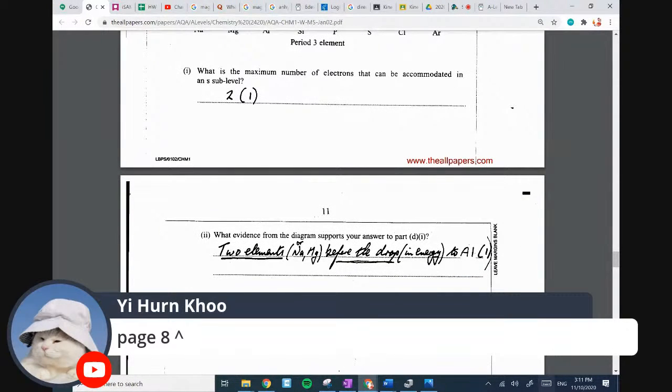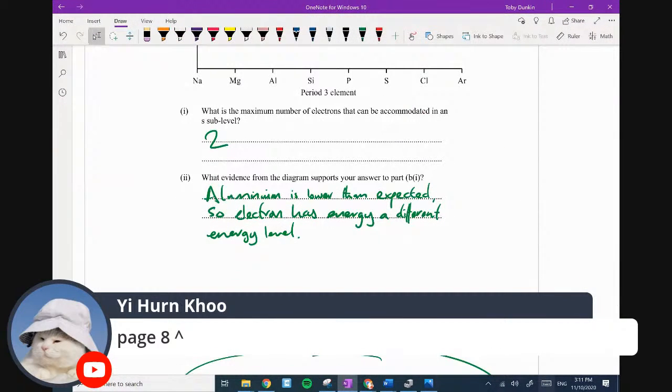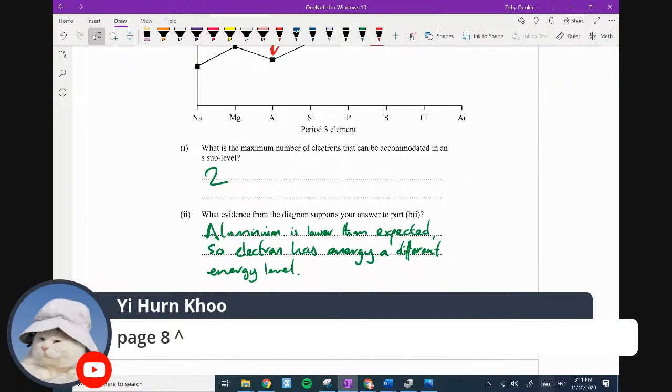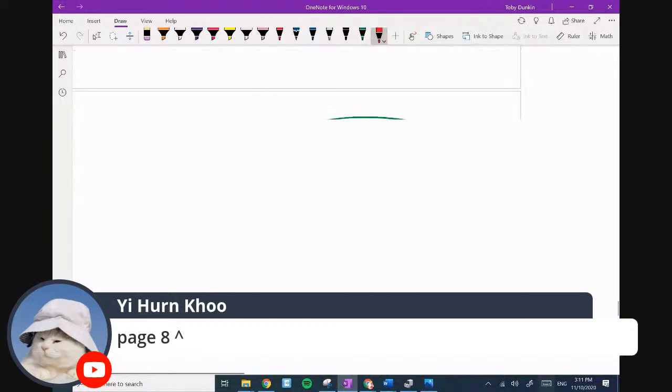Evidence, 2 elements before the drop. Aluminium is lower than expected, so the electron has energy of a different energy level. I've written that really badly. I said something different. Aluminium is lower than expected. Yeah. So the electron has more energy, so in a different energy level, further out. Yeah, 2 before the drop. Okay, what was the next one?